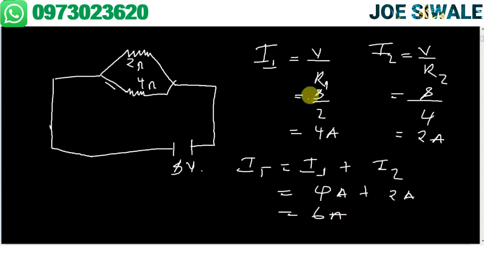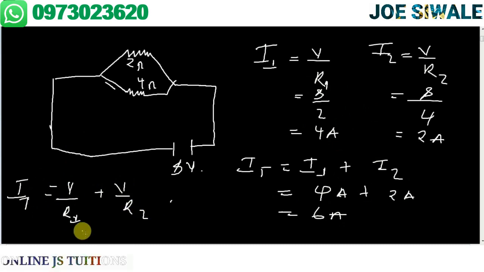So from all these calculations, we can say that to calculate our total current, if you have been given this setup, we can just say voltage divided by resistance 1 plus voltage divided by resistance 2. So that's the other formula that you can use.